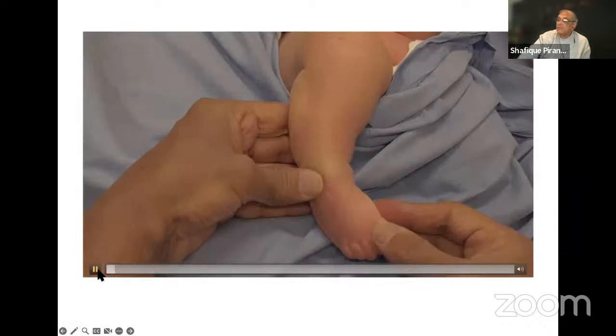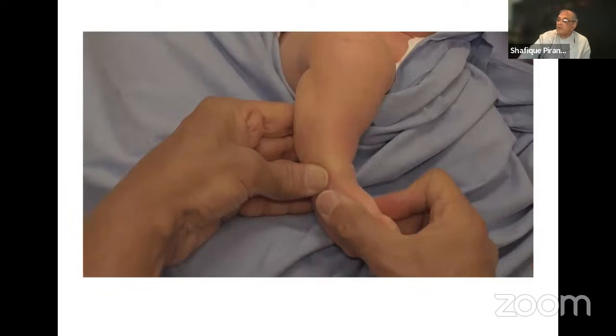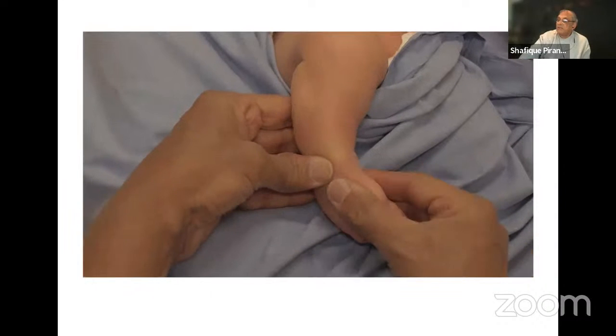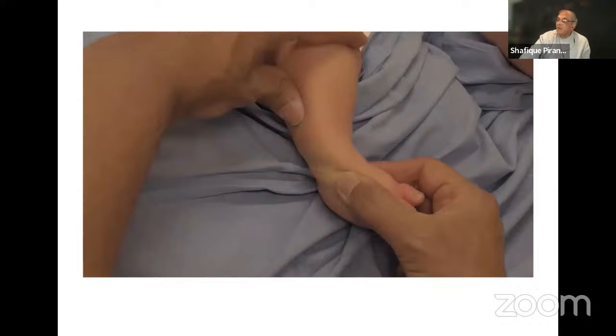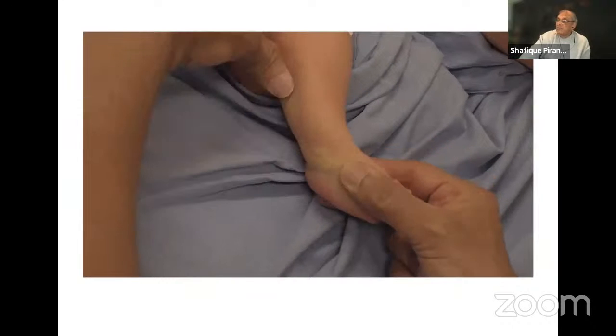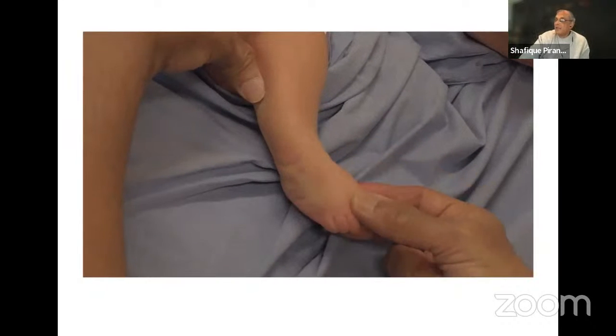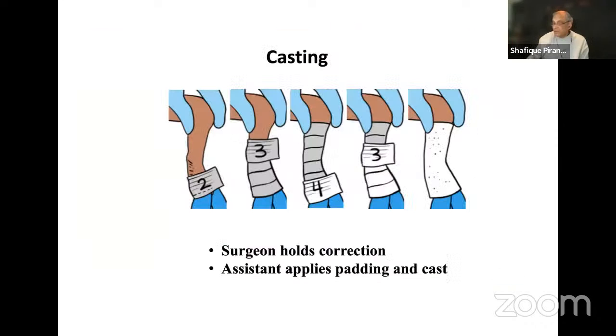So here you see, I've manipulated the foot. My right thumb finds the head of the talus. My left hand moves out of the way, gets it in the position. And now my hands are out of the way. And I'm now holding the foot in the position of maximum available correction to see how we can start applying the cast. Now, whilst the surgeon is holding the correction, the assistant applies the padding and the cast.